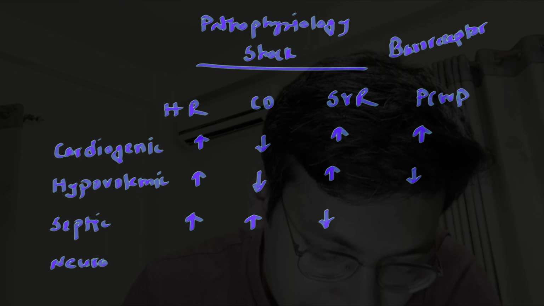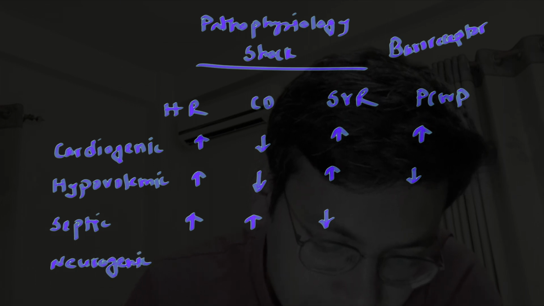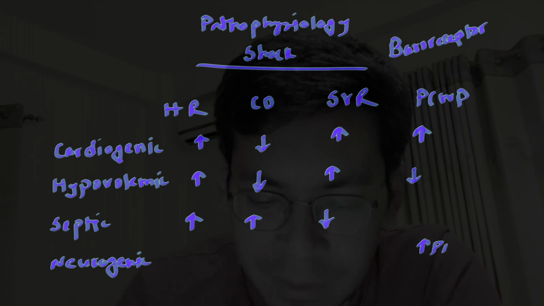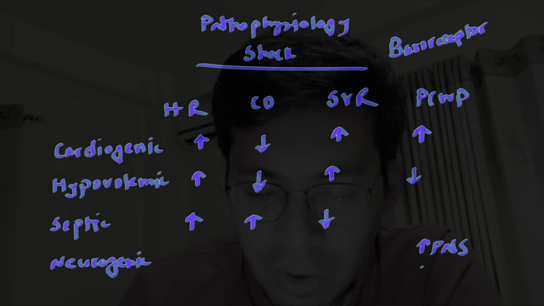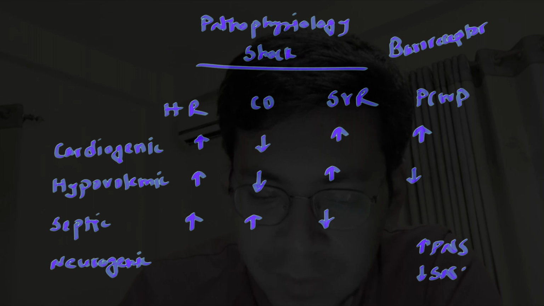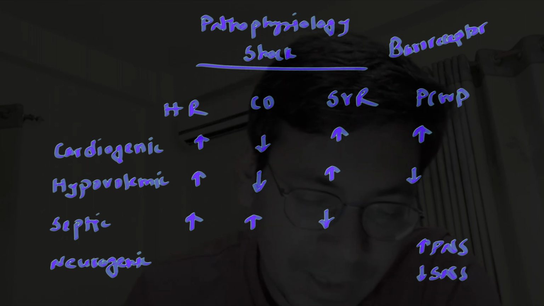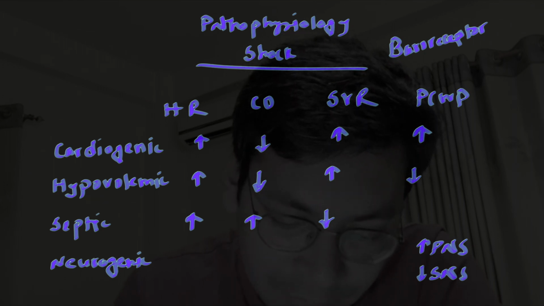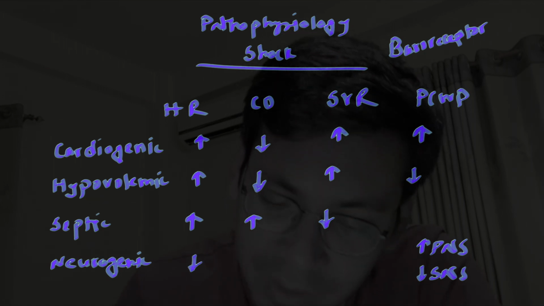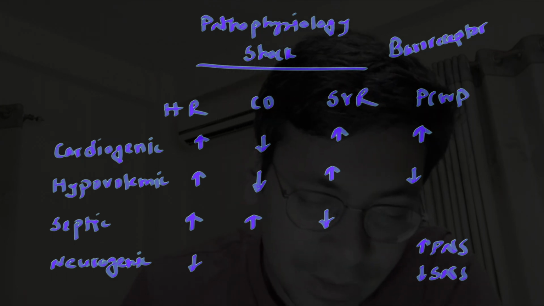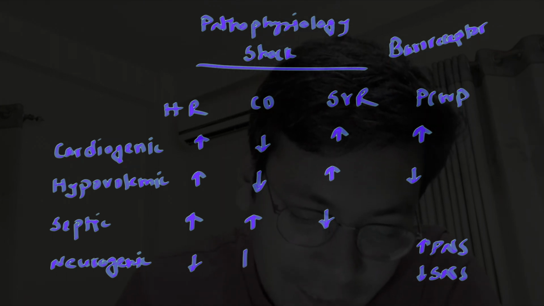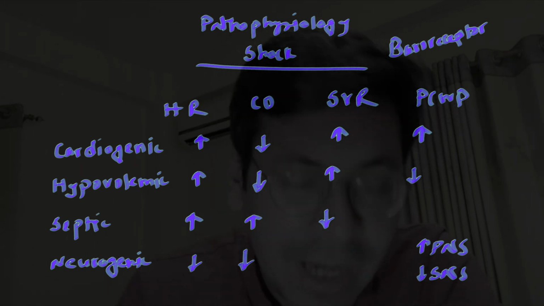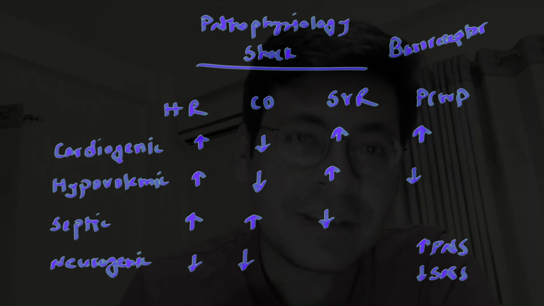Now let us move on to our next topic, that is neurogenic shock. What happens in case of neurogenic shock? In case of neurogenic shock, there is increased parasympathetic nervous system activity, or there is decreased sympathetic nervous system activity. So what will happen here? We will see our heart rate will decrease because the parasympathetic nervous system is activated. Our cardiac output will also decrease. Why? Because our heart rate has decreased very much.